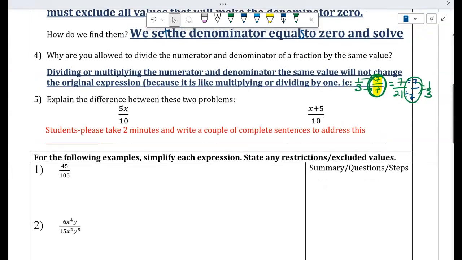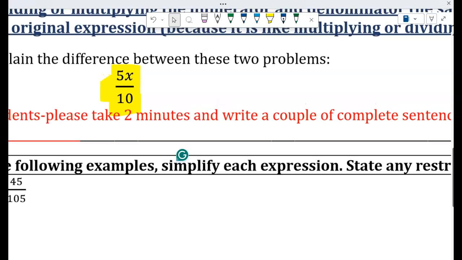Number 5, explain the difference between these two problems. Remember, these are the common mistakes, so that's why we want to bring this up. We have 5x over 10. As you can see, 5 and 10 both have a factor of 5 in them. That's their greatest common factor. So we want to divide this by 5. What we divide to the top, we divide to the bottom. So in essence, we're dividing by 1. We're not changing anything, but this will allow us to reduce.